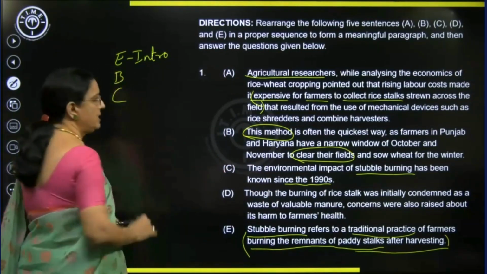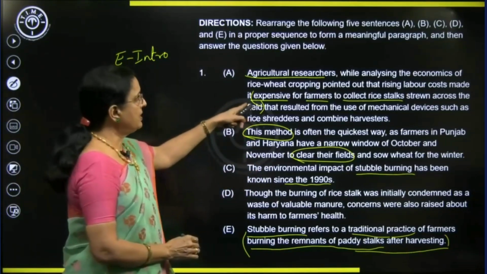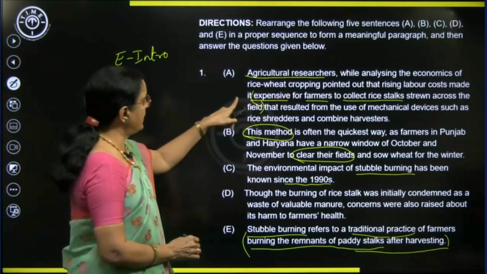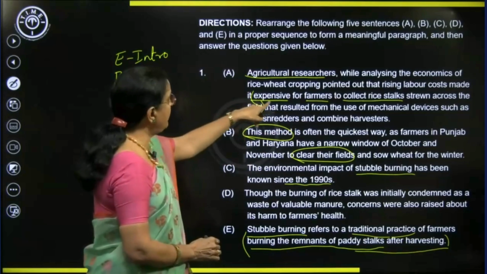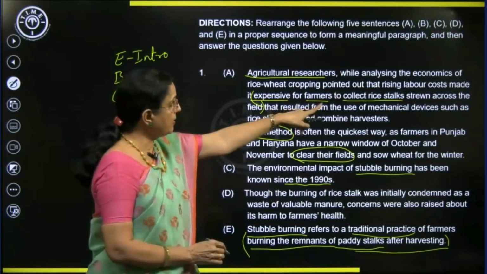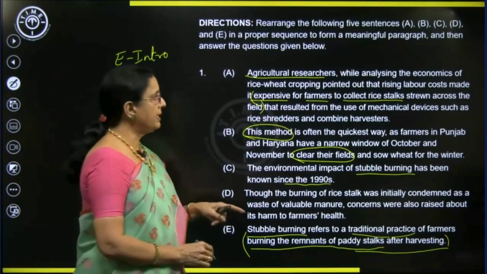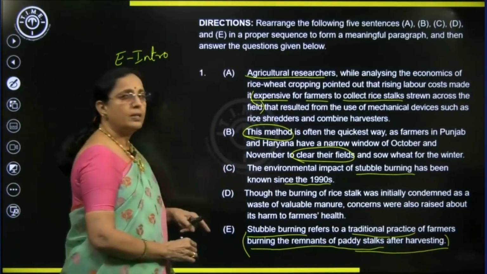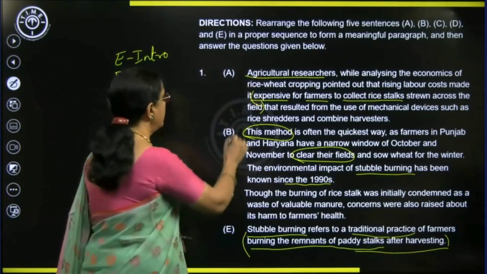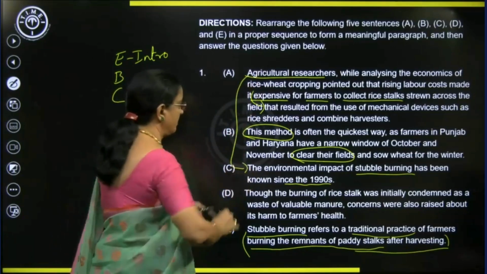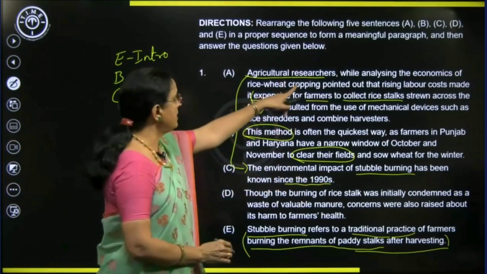C. EBC. Right. Done. And then agricultural researchers, by analyzing economics of rice wheat cropping, pointed out that rising labor costs made it expensive for farmers to collect the rice stalks strewn across the field. That resulted from the use of mechanical devices such as rice shredders and combine harvesters. So, agricultural researchers are analyzing the reason for this. All right. Why are they doing this? All right. Why has it been happening since 1990s? The reason is this one.